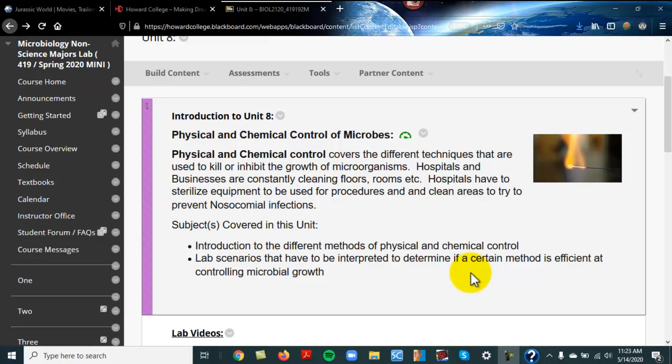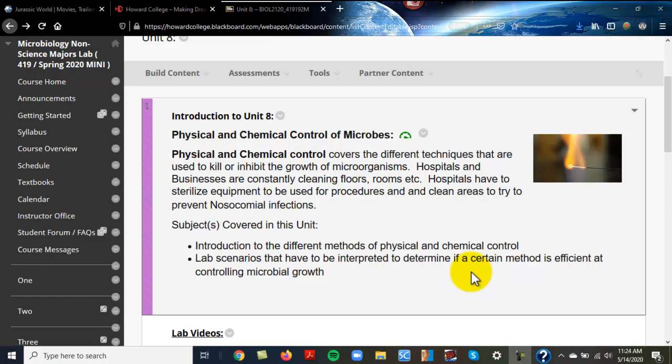Hospitals, of course, are worried about what are called nosocomial infections, infections acquired while a person is in a hospital stay. Hospitals are constantly cleaning. They're constantly administering drugs. And so a lot of the microbes in a hospital are very resistant. They're under constant bombardment.